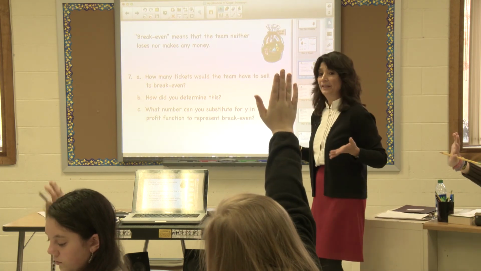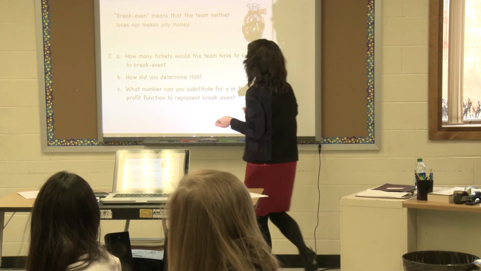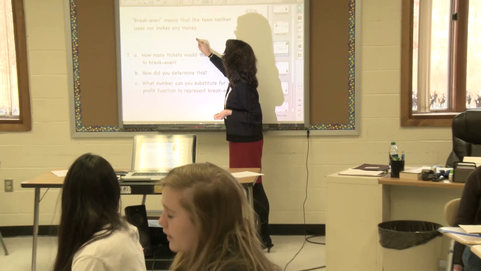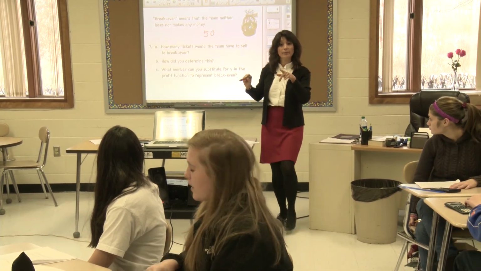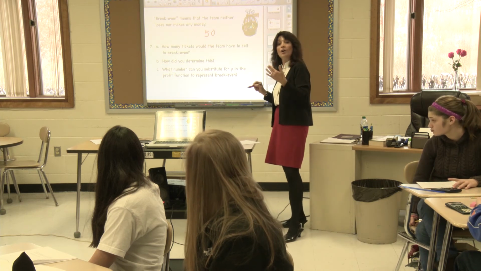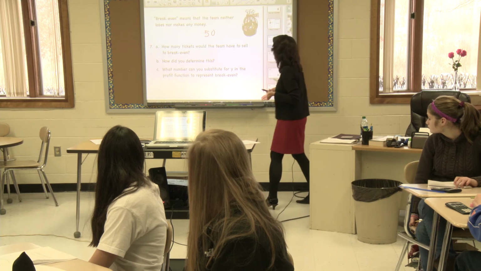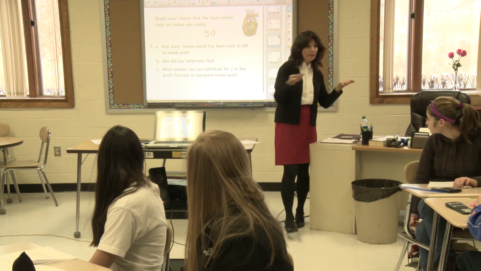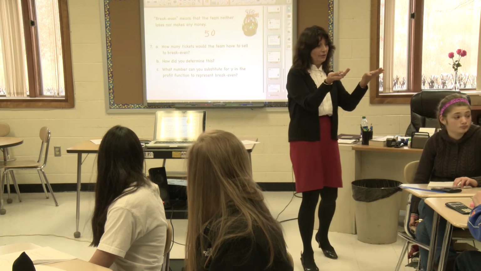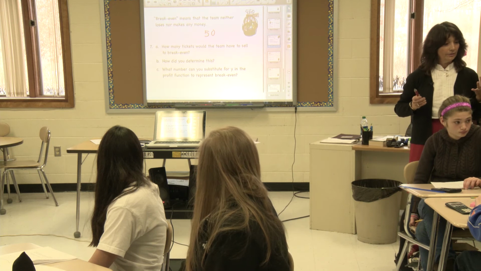How did you determine it? Okay, Kayla. 50 tickets. How did you figure that out? We looked at where the x-intercept is. Okay, you looked using what? The graph. You used the graph and you saw where the x-intercept was. Very good. And so you determined 50. Okay. What if you were going to use the equation? Did you use the equation, Shane? Yes. And what number did you substitute in for y? For y, 50.